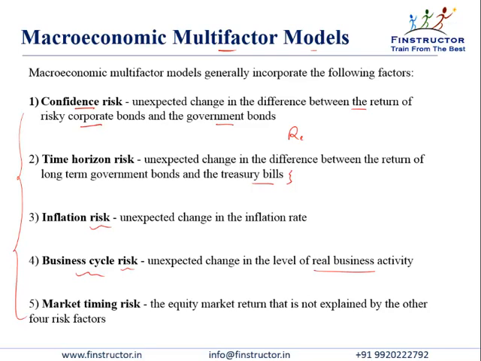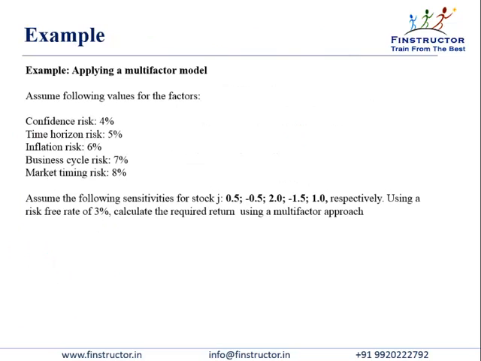So the macroeconomic model says that the sensitivity to each of these risks should be calculated, and then the required return would be equal to the risk-free rate plus the sensitivity multiplied by the premium for each of these risks. So assume the following values for the factors. Confidence risk deserves a premium of 4% on average, time horizon 5%, inflation risk 6%, and so forth. Assume the following sensitivities of a particular stock to each of these risks. Using a risk-free rate of 3%, calculate the required return using a multi-factor approach.